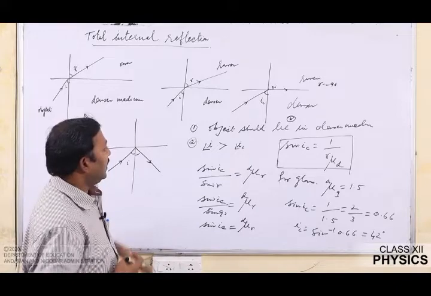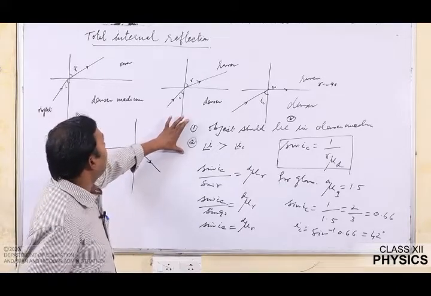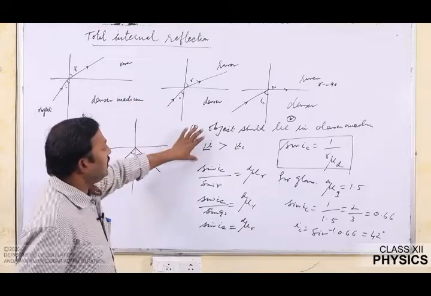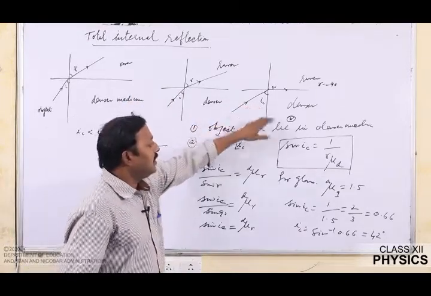So, these are the conditions that are required in order to have total internal reflection. First one, the object should lie in the denser medium. Second, the angle of incidence must be greater than the critical angle.